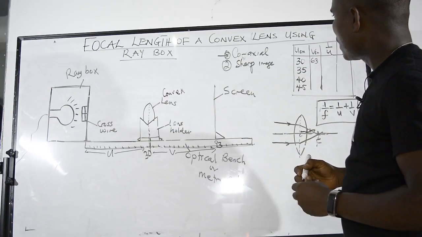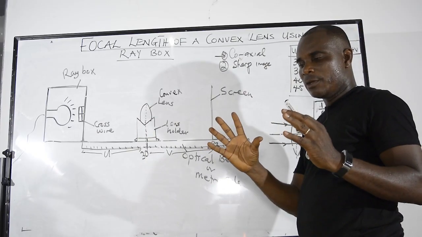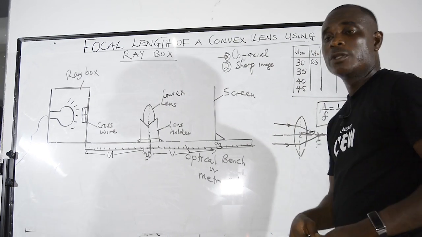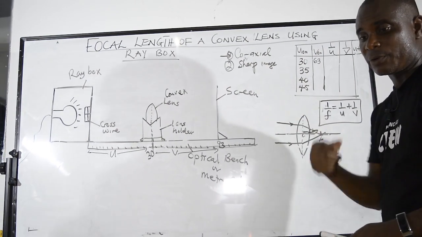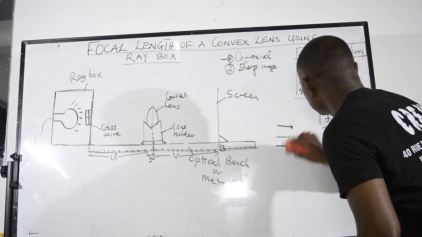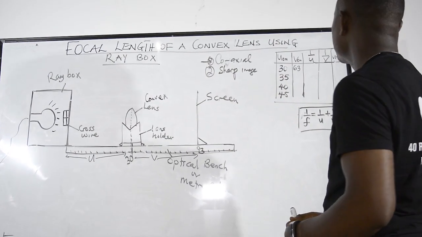Those two positions will help me with the mirror formula to discover the focal length of this lens. So watch, this is the focal length. So I use this formula to try to get the focal length of that lens.